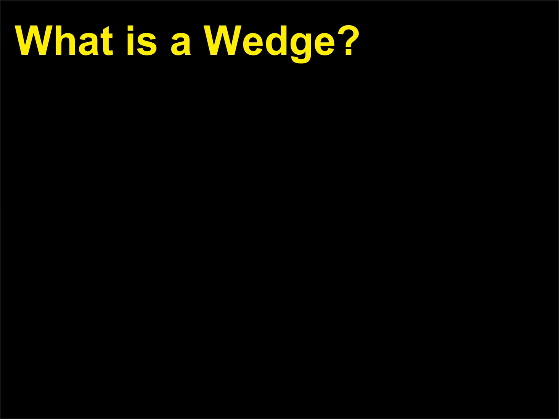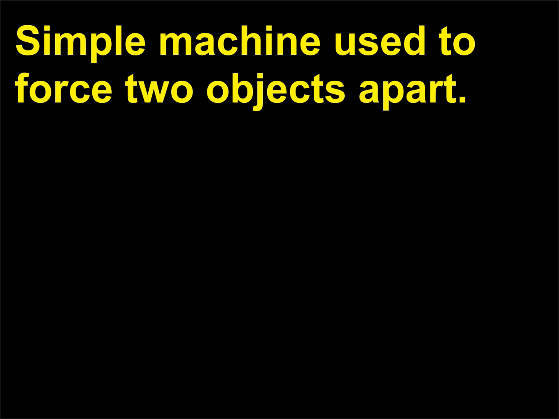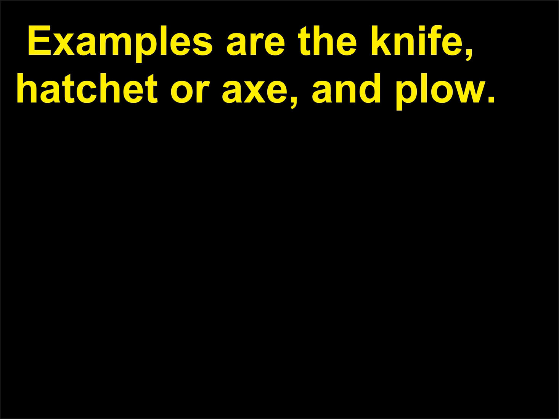What is a wedge? Simple machine used to force two objects apart. Examples are the knife, hatchet, or axe, and plow.